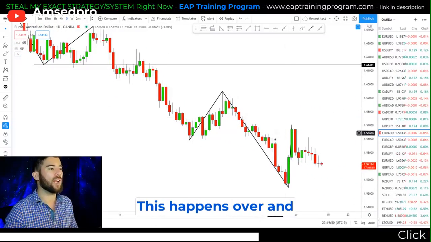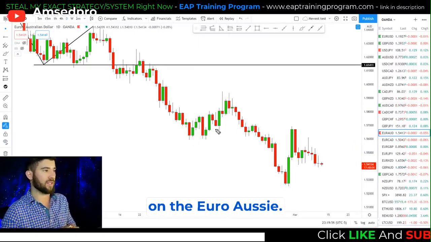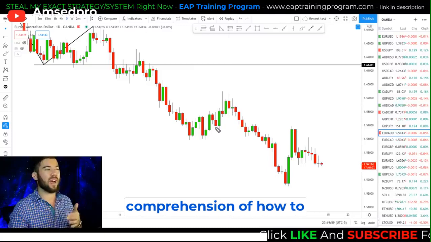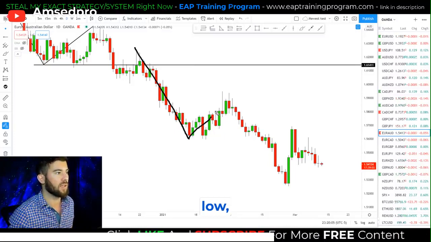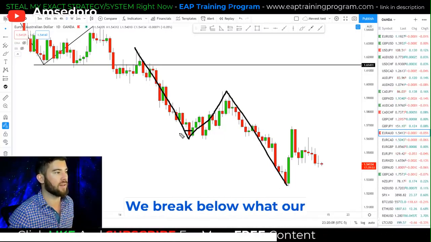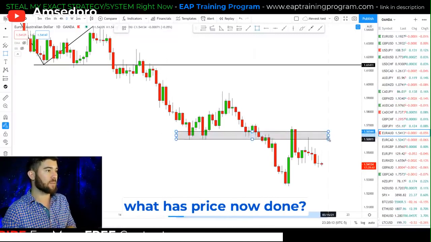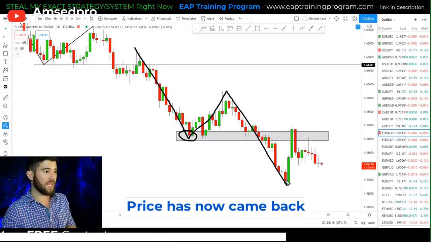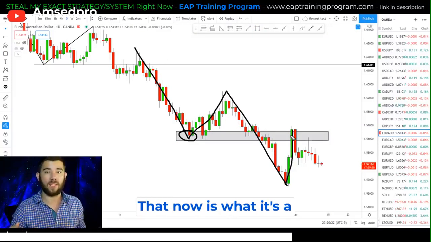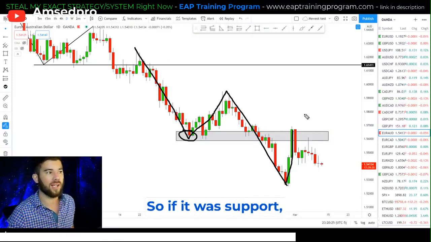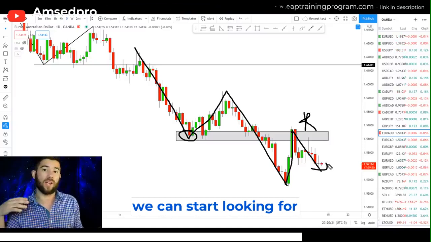This happens over and over again and looks to be happening right now on live chart data here on the Euro Aussie. Let's draw that out so you have a complete comprehension of how to use support and resistance to find entry points in trending markets. We have our high to our low, our lower high. What happens? We break below what? Our previous low. If we put a box around that previous low, what has price now done? Price has now come back into that previous support level that now is what? It's a break and retest strategy. So if it was support, it's now going to be resistance. So at this point, once we get to that level, we can start looking for entry reasons.